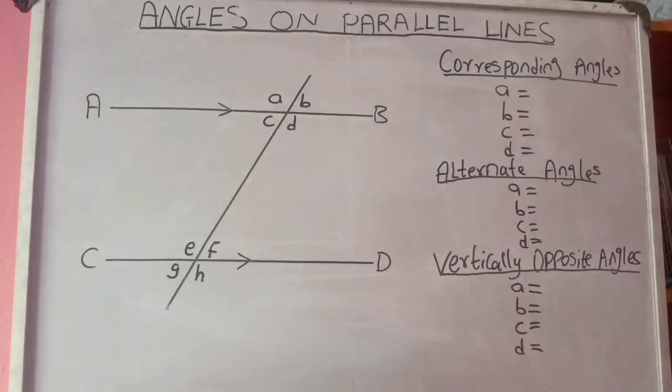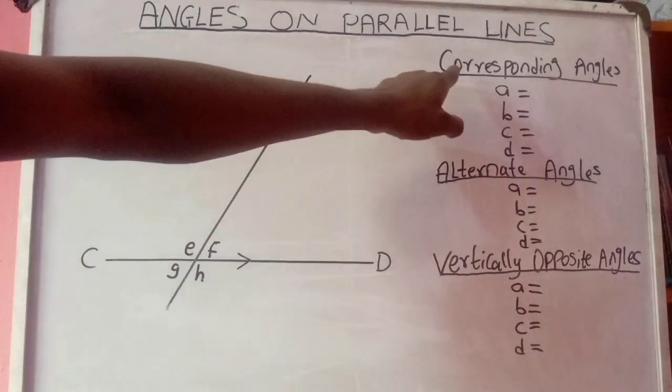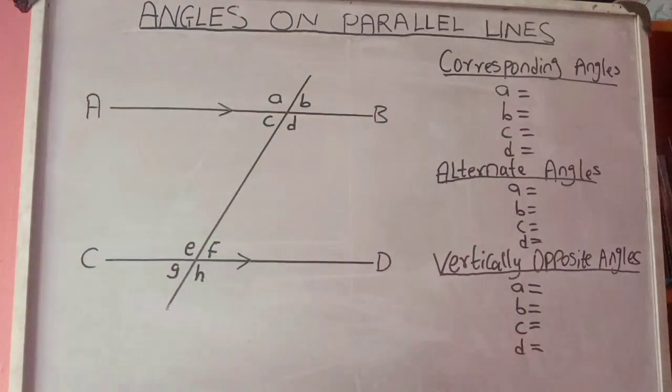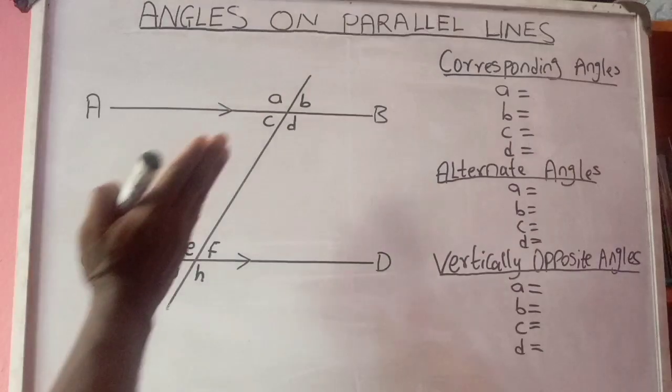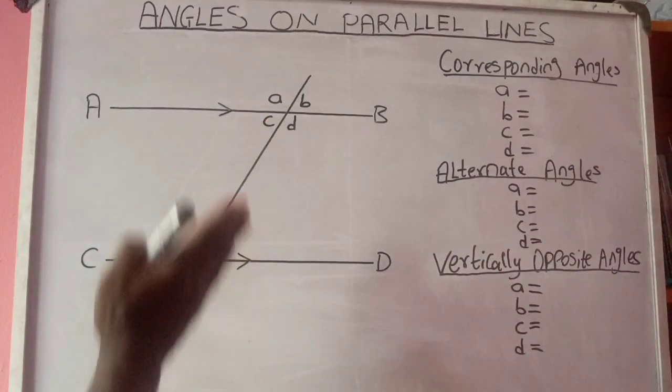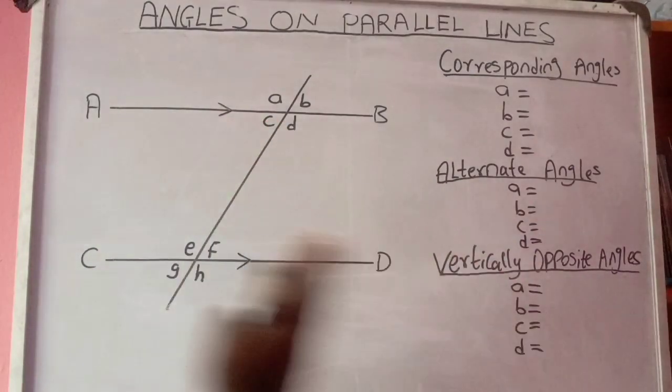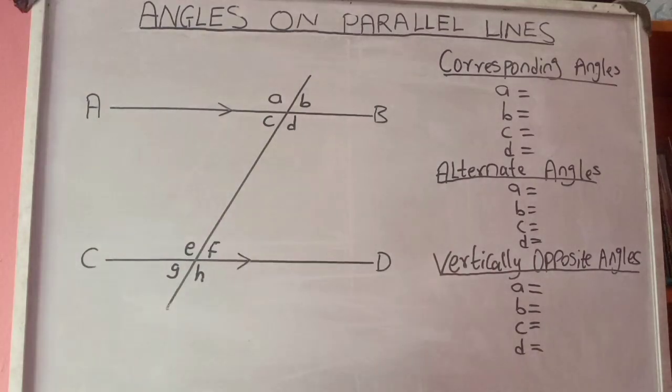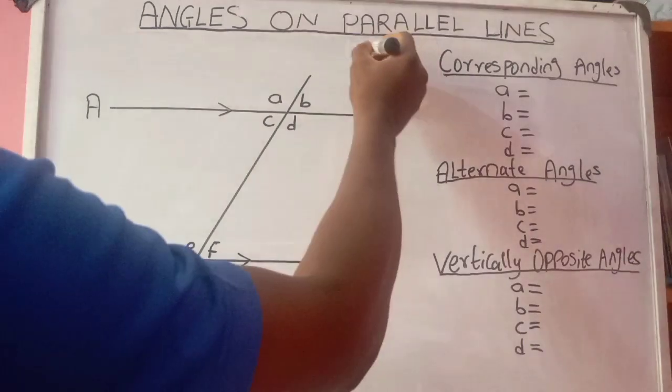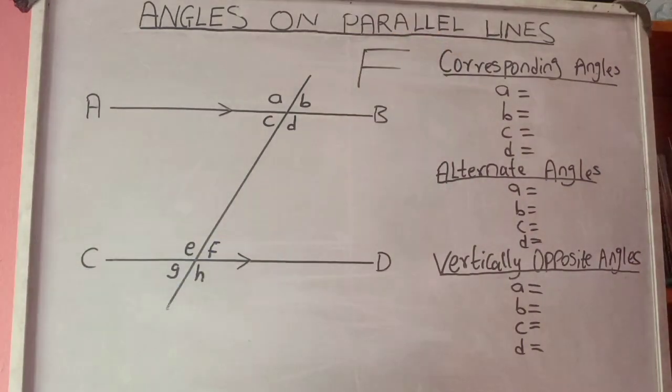Now, going back to our question, the first one we have here is corresponding angles. For two angles to correspond to one another, as you can see the transversal line, they must exist at the same side of the transversal line. They must exist at the same side of the transversal line. All right, so let's get started with this. Corresponding angle. Another name I call corresponding angle is F angle. Letter F. I call it the F angle.